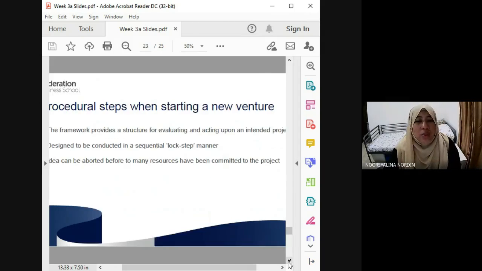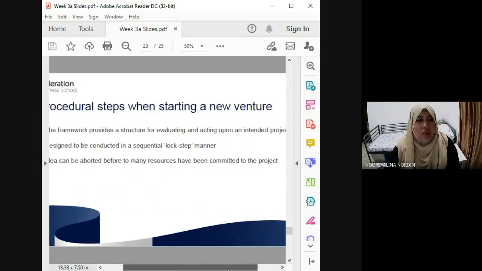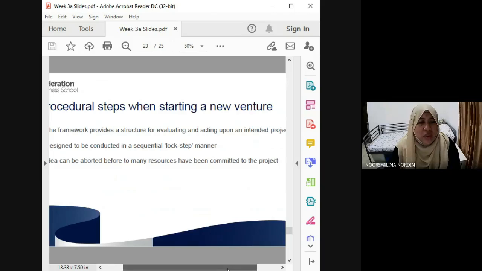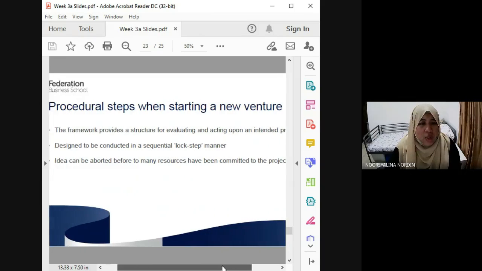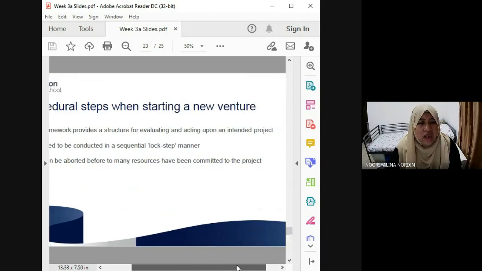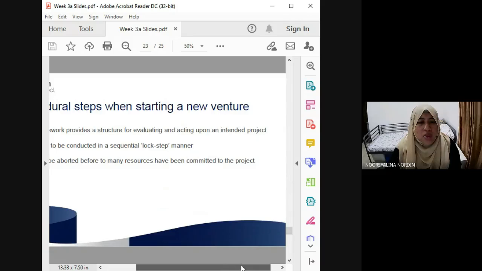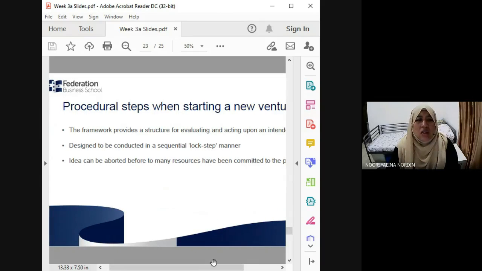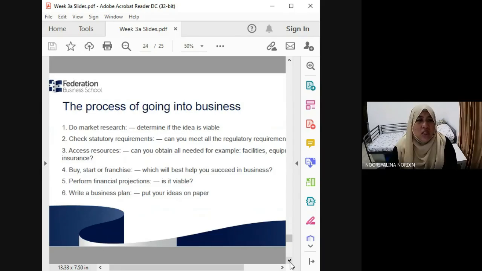Alright, so we're moving on to the procedural steps when starting a new venture. The framework provides a structure for evaluating and acting upon an intended project, designed to be conducted in a sequential lockstep manner, so the idea can be aborted before too many resources have been committed to the project. So they have a sequence in lockstep manner. Okay, so what is the process of going into business?